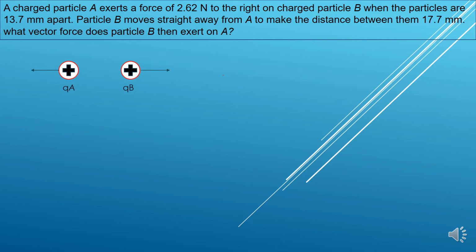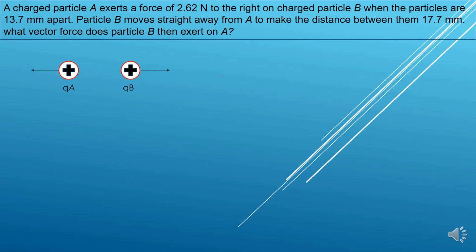Now, in our picture, we've made both charges positive, which makes sense because when we have two positive charges, they're going to repel one another, and that means that QB would be pushed to the right while QA would be pushed to the left. Now, how do we know that's correct?